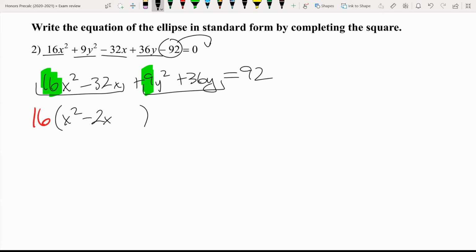on the inside. Now I'm going to leave a little space for the completing the square part, but then I'm going to add to this, now factoring off the 9 off the y squared, but what am I left with? Y squared plus 4y, leave a little space for completing the square, 92 over here. That's the key there, is getting those off of there, then completing the square.